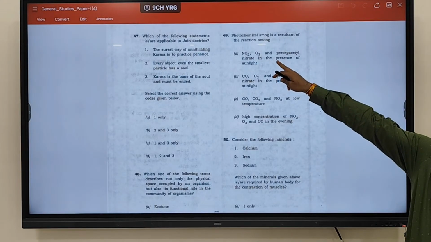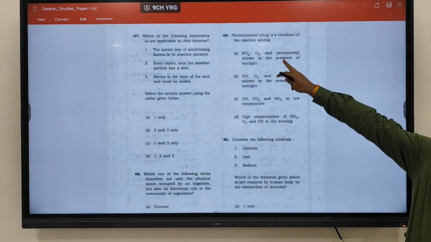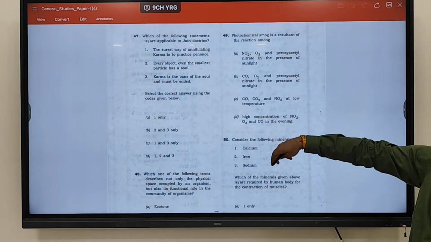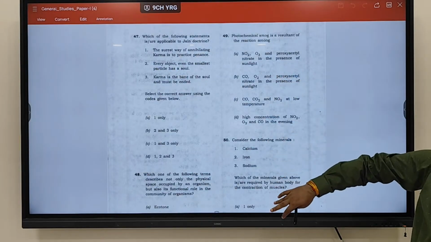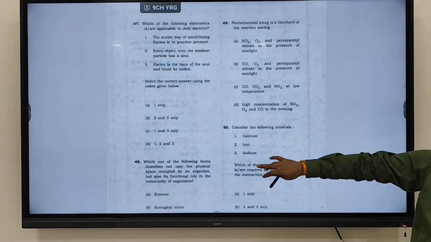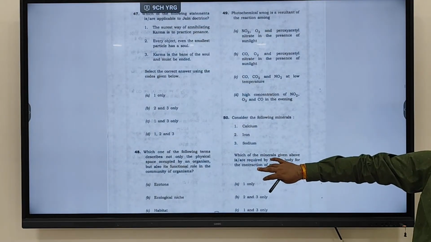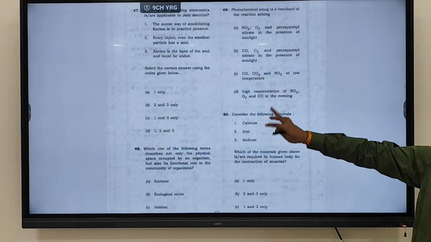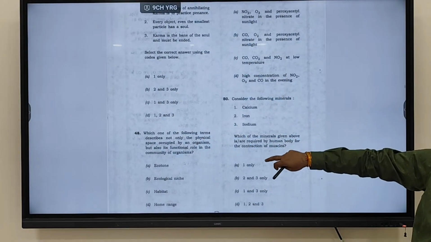So NOx is being converted into what? O3. We discussed surface ozone is what? Toxic in nature, highly reactive in nature. So the answer here is nothing but NO2, O3 and peroxyacetyl nitrate. No, not D. The first one, PAN formation.